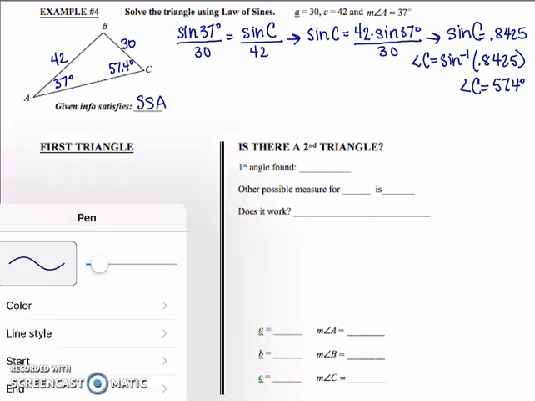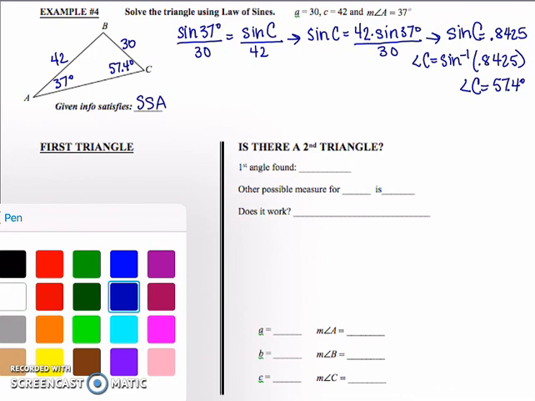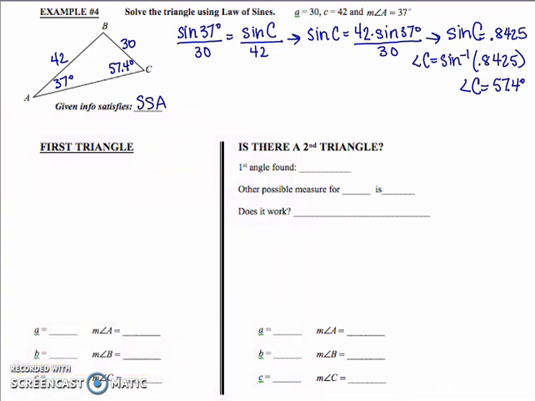And now that we have that information, we can just subtract from 180 to get our remaining angle B. So the measure of angle B is going to be equal to 180 degrees minus 37 degrees minus 57.4 degrees. Grab your calculator. Angle B is going to be equal to 85.6 degrees.